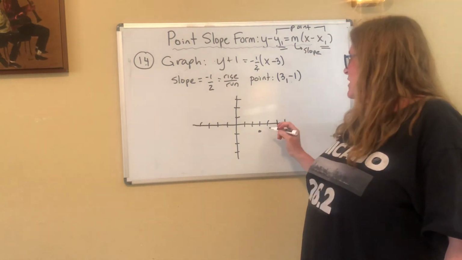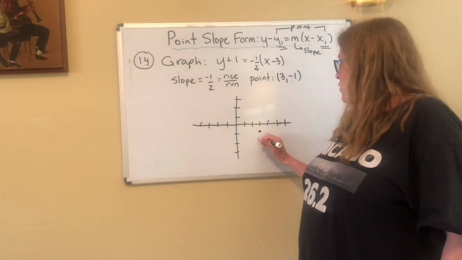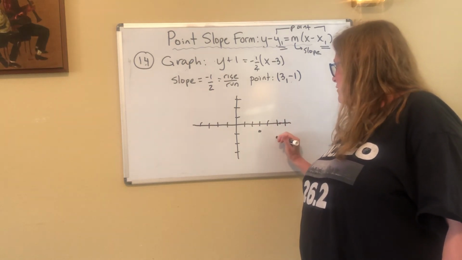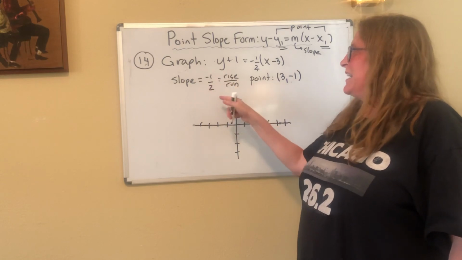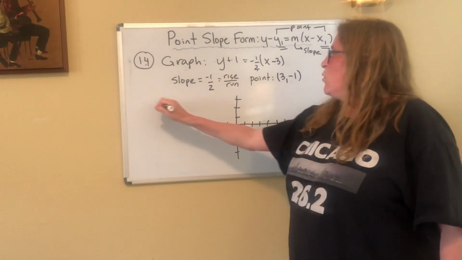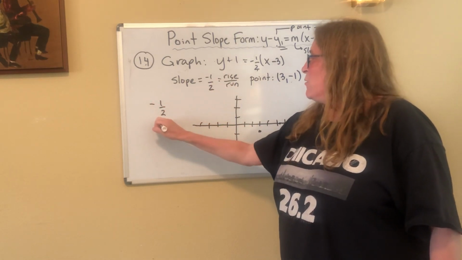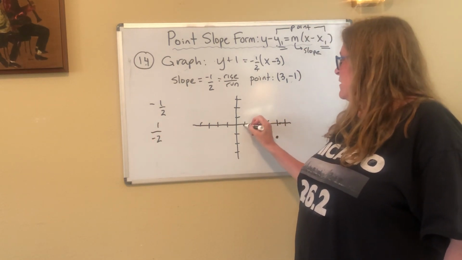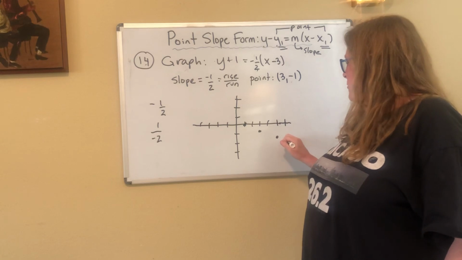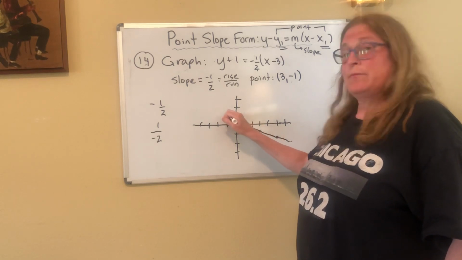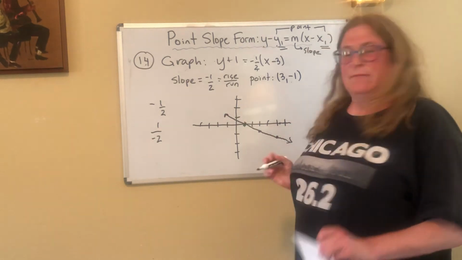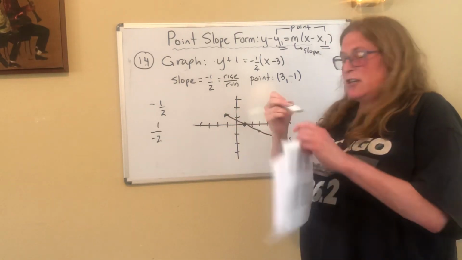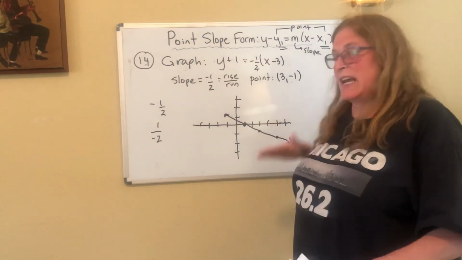So I have a few choices. I could go down 1 and then to the right 2. I get to choose where I want the negative. So I could make it -1/2, or I could make it 1/-2, which would mean I would go up 1 to the left 2. And notice that's going to give me, sorry I don't have a ruler, my same line. And notice the line is going downhill because the slope is negative.